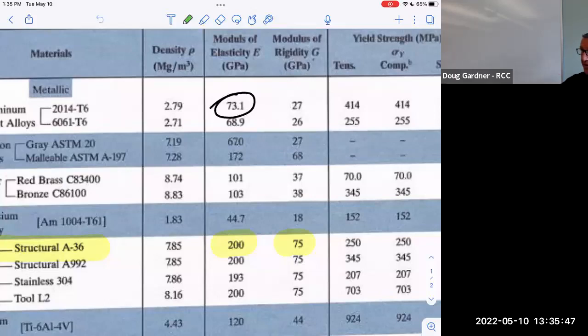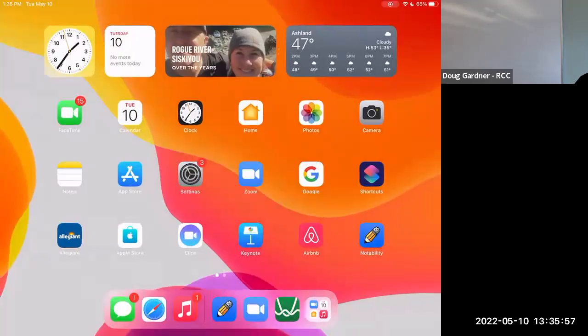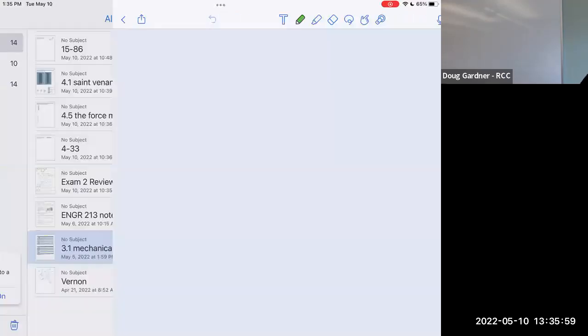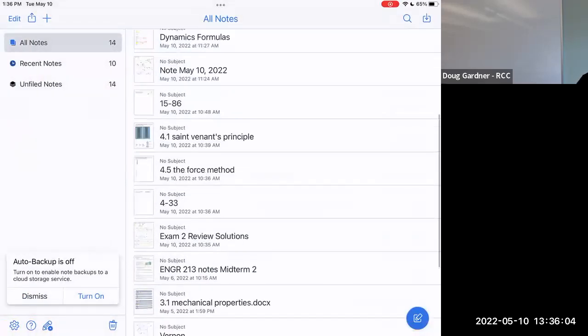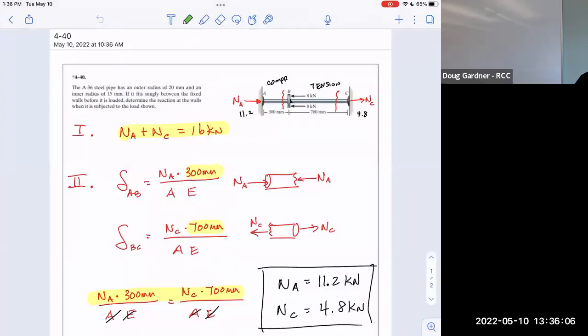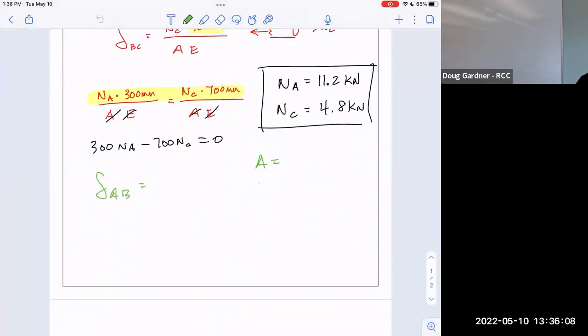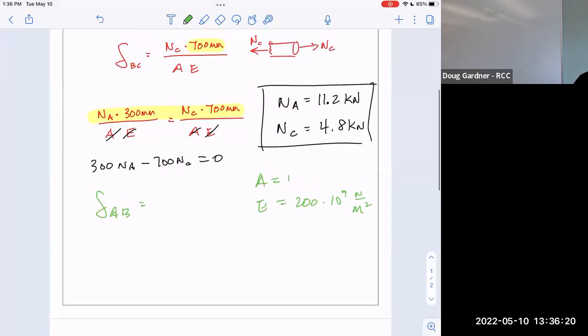And a Pascal is Newton per meter squared, right? And so I need the area to be meters squared for that to cancel out. So 200 gigapascals. In some respects, I wouldn't say stalling, but I want to understand this. I want to think about it. I want this to make sense to me. There's no reason it shouldn't. I should expect things to make sense.